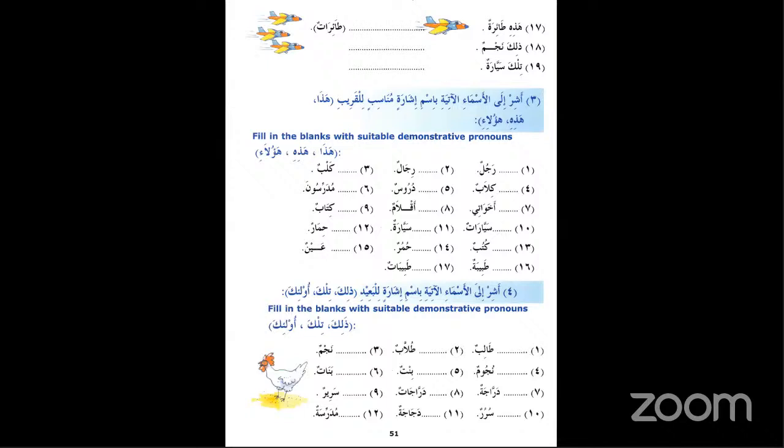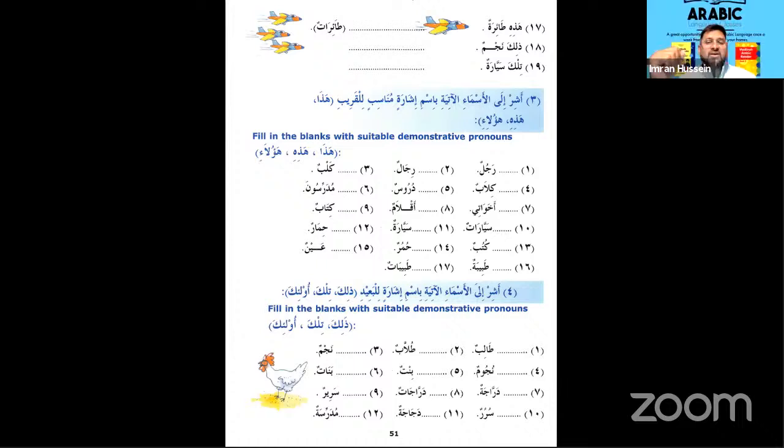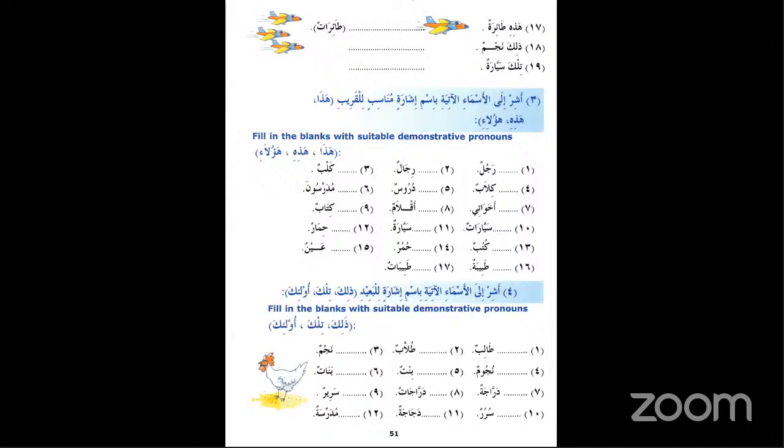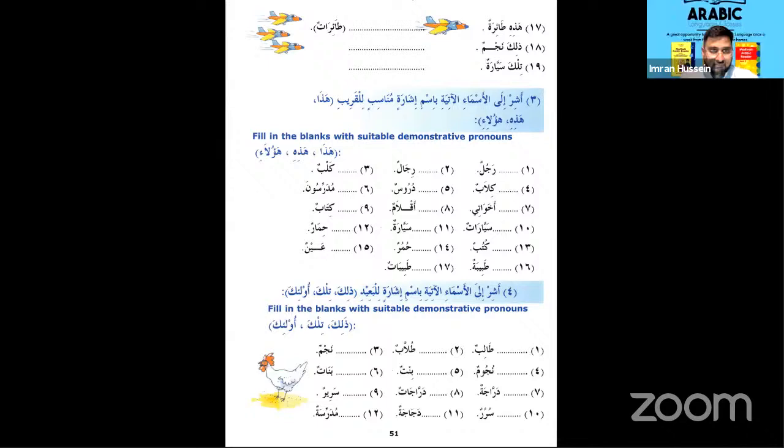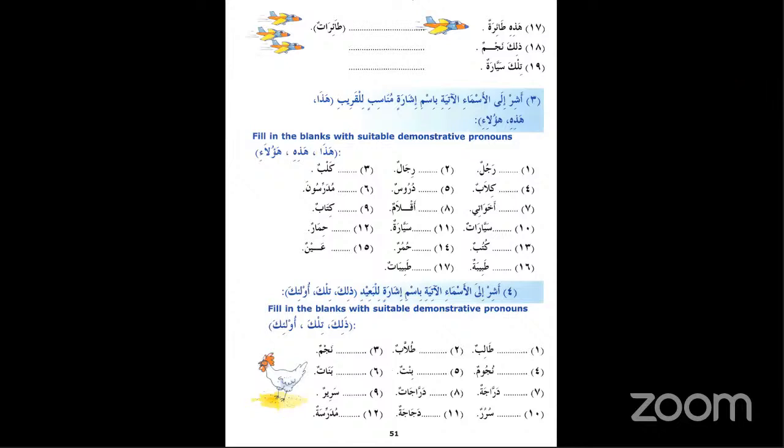I was just wondering, should it be haulai? No, it should be tilka. Haulai is the plural of hadhihi and hadha. The plural of tilka and dhalika is ulaika. That is why when I started today's lesson I talked about hadha and hadhihi, whose plural is haulai. Tilka and dhalika's plural is ulaika. Mashallah, that was really good.